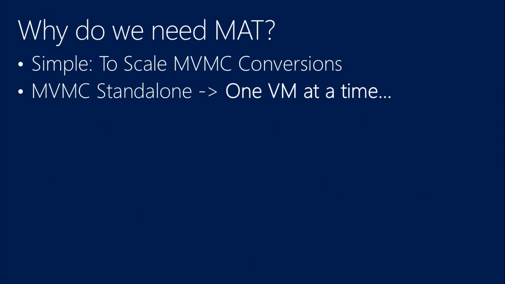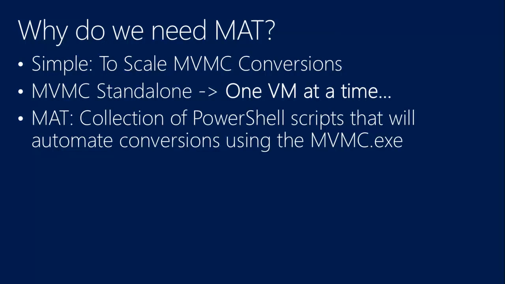And we do that because the inbox solution, the standalone product, only gives us one VM at a time. And that's not enough for customers who want to move 500 VMs, moving one a day or maybe one every couple of hours. That's going to take a long time. But we can scale that with MAT, because MAT is essentially a collection of PowerShell scripts that help to automate conversion using the engine of MVMC. So we wrapper it with this toolkit that my good friend Mark here has built to help us scale this out. Okay, so I'll let you walk us through.